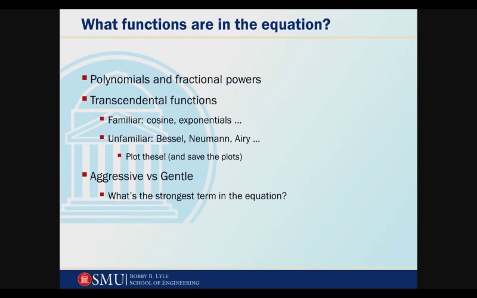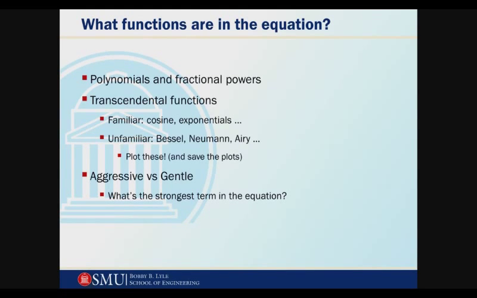Now, be judgmental about these functions. I like to use the term aggressive function versus a gentle function. A linear term is a fairly gentle function, especially compared to an exponential. If things get bigger linearly versus things get bigger exponentially, tremendously different consequences in the long run of the evolution of those equations. So I would refer to a linear function as fairly gentle, and I would refer to an exponential function as aggressive.